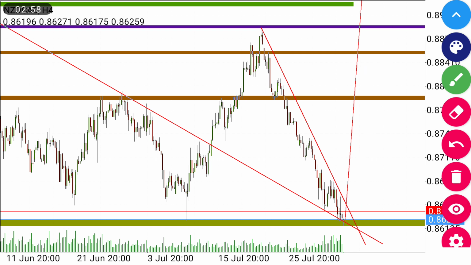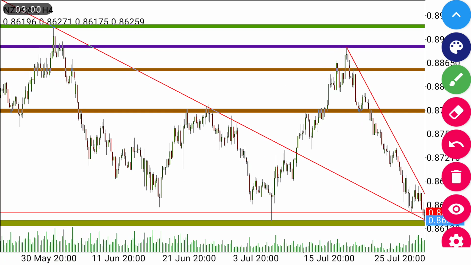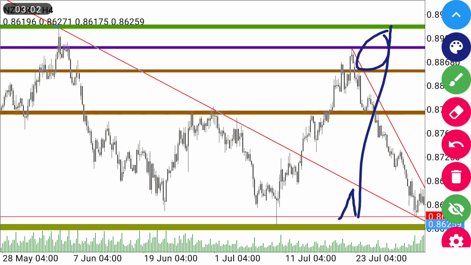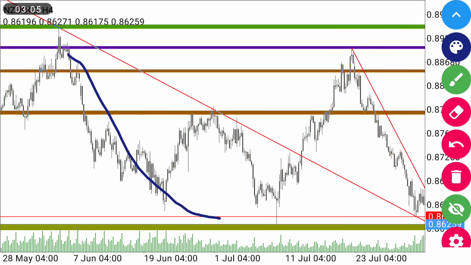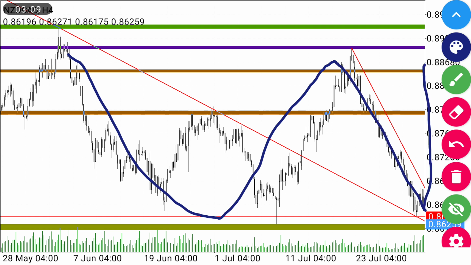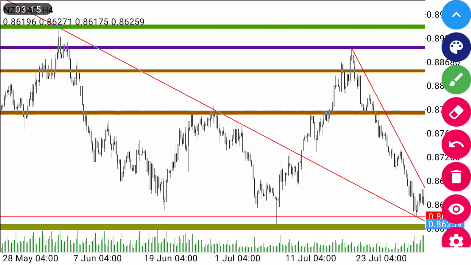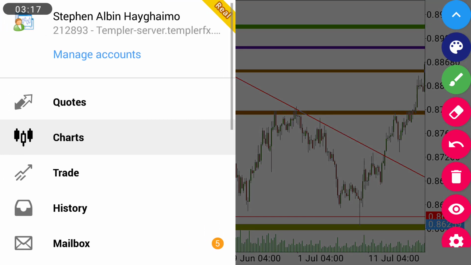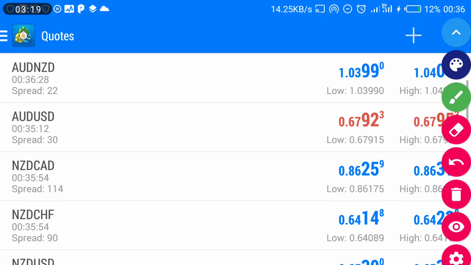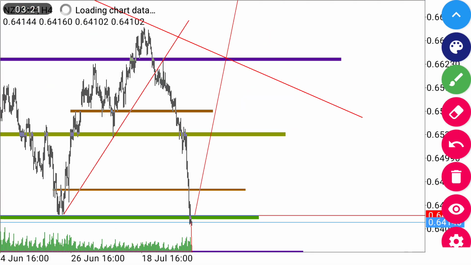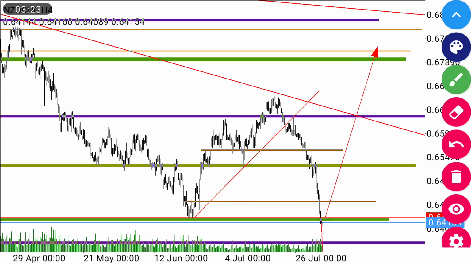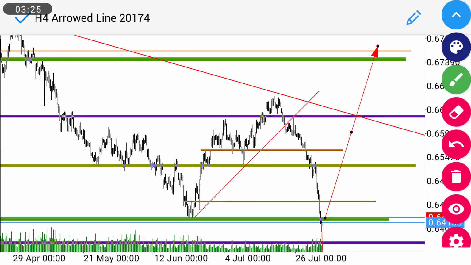The reason for it to go up is the wedge formation, and also we are anticipating the formation of this as the first shoulder and this as the second shoulder, which means they are going to be forming double bottoms. Another pair you're going to be focusing on for the coming week, apart from NZD CAD, is NZD CHF, and for NZD CHF you're going to be looking for a bearish direction.